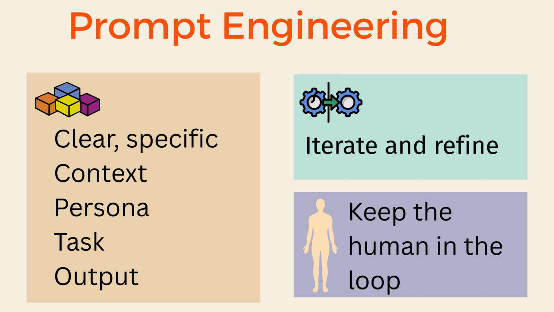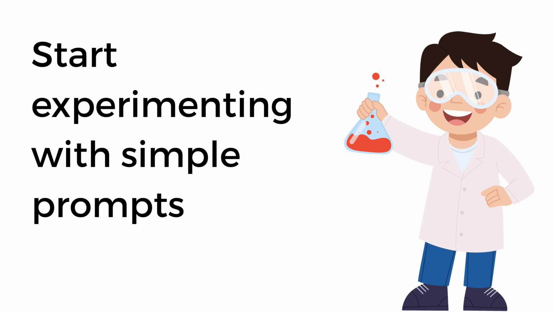So let's quickly recap. Prompt engineering is about giving clear, specific instructions to AI. Think about providing context, defining a persona, and detailing the task and desired output. Don't expect perfection on the first try. Iterate and refine your prompts. And most importantly, keep yourself in the loop to ensure accuracy, ethical use, and suitability. The best way to learn is by doing. Start experimenting with simple prompts related to your work. You might be surprised at how helpful these tools can be when guided effectively.